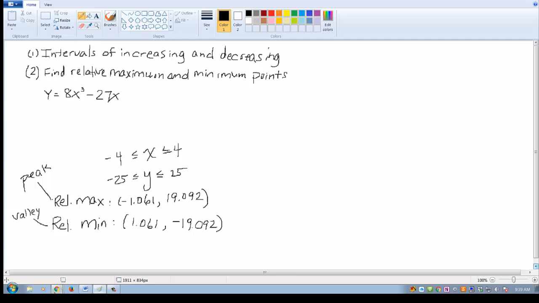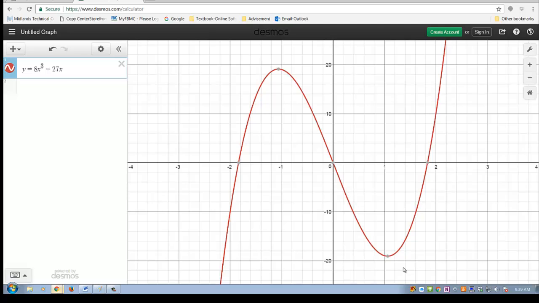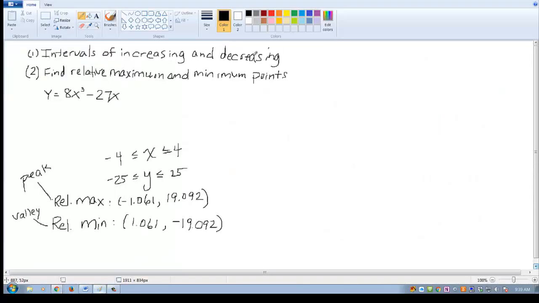So let's look back at the graph. And what I mean by valley, here's the relative minimum down here. And this is kind of like a valley. So we've got our peak, that's the relative max, and our valley, which is the relative min. So those are important in finding the intervals of increasing and decreasing also.